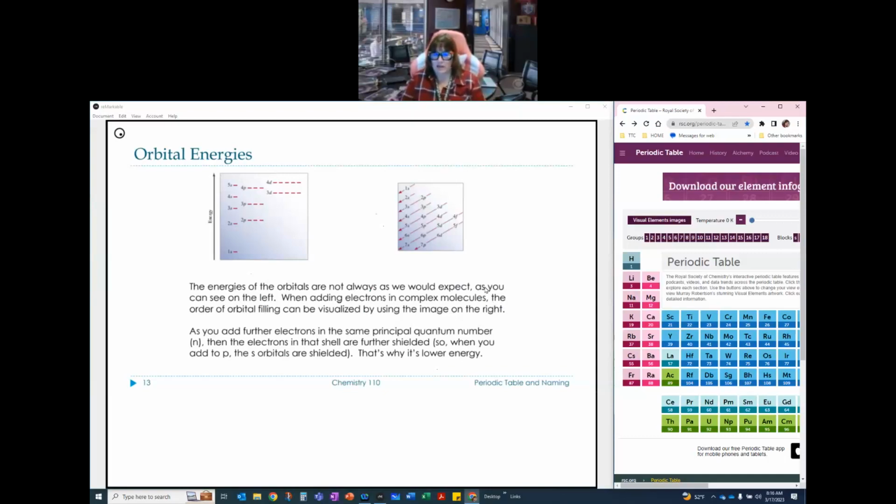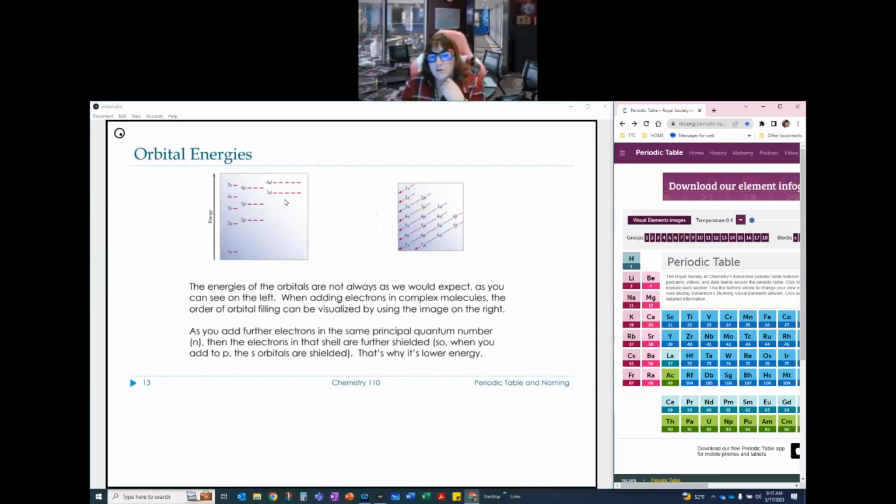I know that the next one is 3s, and then I would expect to have a 3p, and then in my head, I would expect the next one to be a 3d. We do have a 3d set, but it's not the next one that fills. And there's reasons for that.